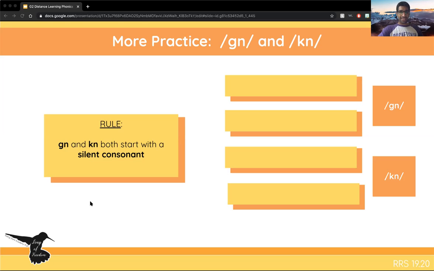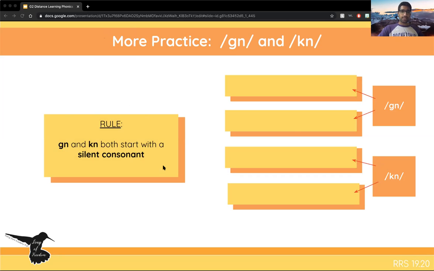Your first word is gnash. Gnash. If you need to, pause the video and give yourself some time to spell out the word gnash. If you're confused about which one to use, I have boxes that are telling you which spelling pattern to use. And I've used a red arrow to point out exactly when you'll be using each one.